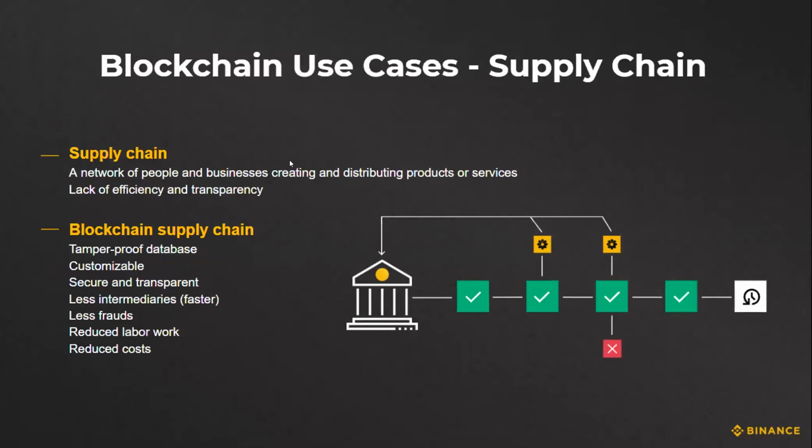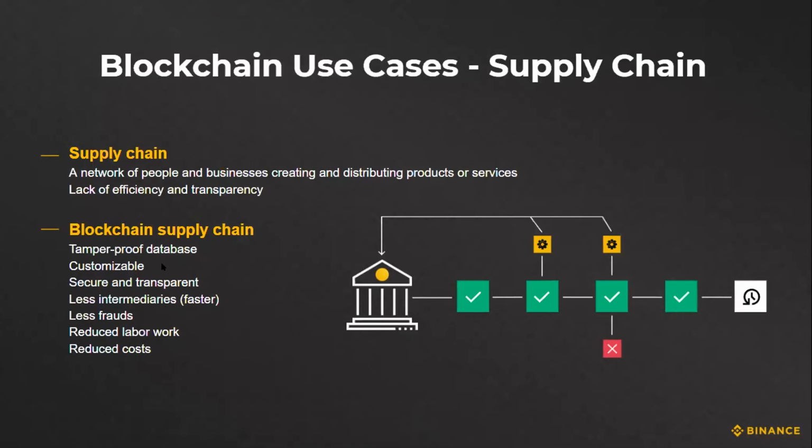Now, blockchain can be used in the case of supply chain. A supply chain is a network of people and businesses creating and distributing products or services. We can store our supply chain records, and also run our supply chain methods through blockchain. So blockchain supply chain: a tamper-proof database, it's customizable. I think I wrote something on this called decentralized commerce. Maybe sometime later I'll send the link for us to look at.